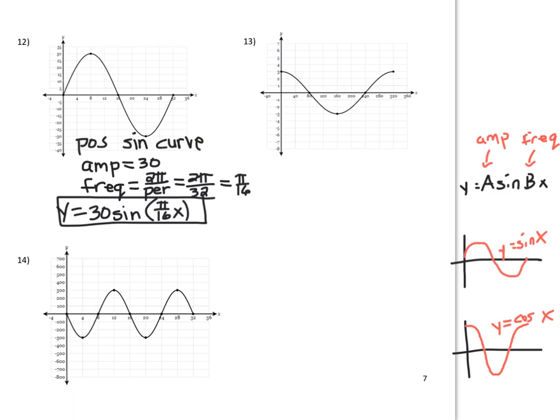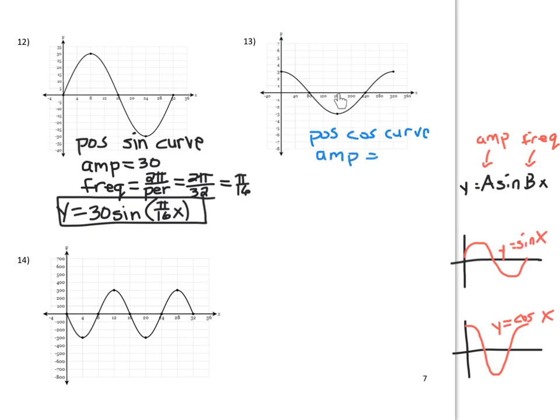Okay, so when we look at number 13, you could see this is a cosine curve, and it's a positive cosine curve because it's starting off high and ending off high. So I'm going to write this just in my notes as a positive cosine curve. So this would be considered like your work.